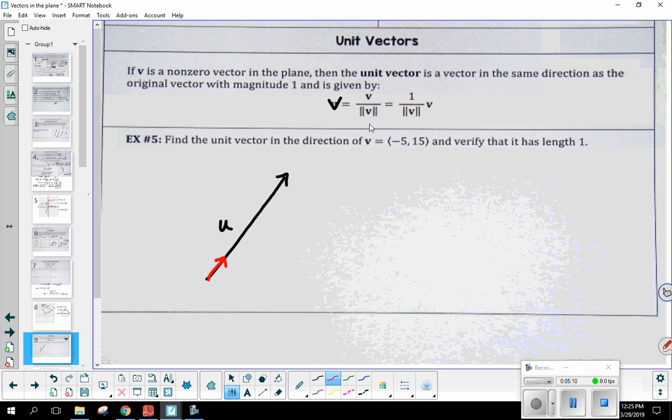Now, the unit vector is going to be more important to us when we start looking in the next section for what we call a vector projection, but that's the idea, and it's a very, very simple formula. So let me show you how we do it. Here is my problem. v equals <-5, 15>.